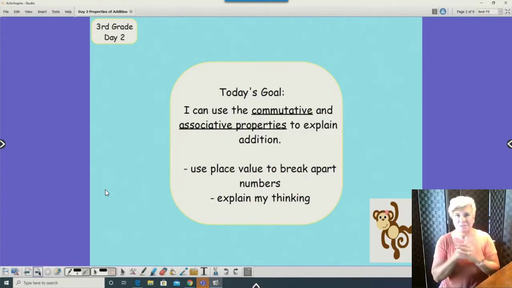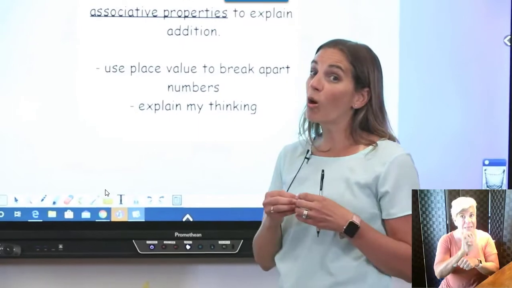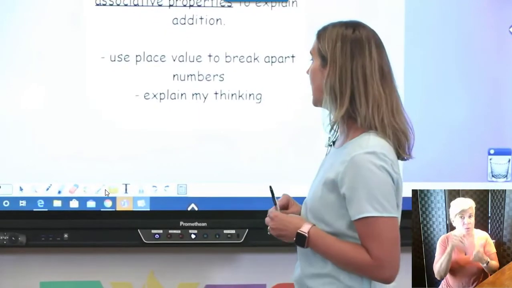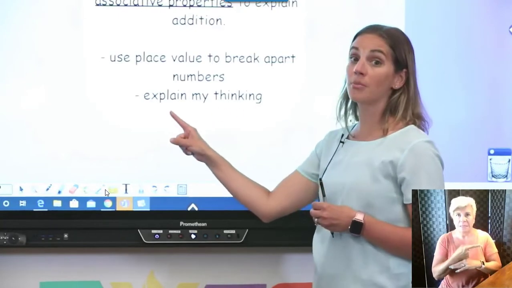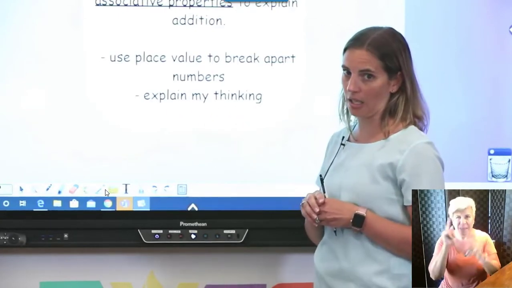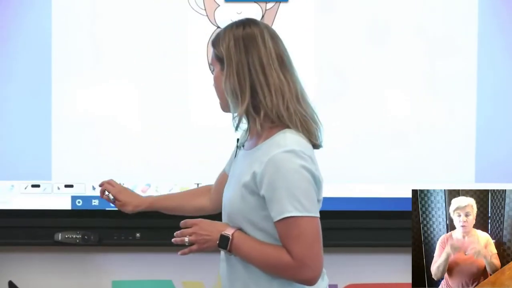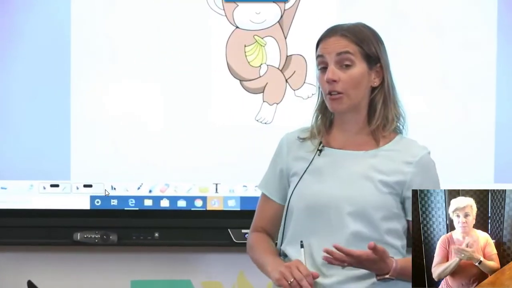We're going to use place value to break apart our numbers. So what we did last time is going to come in really handy with what we're going to do today. And then, this is our big one, we need to be able to explain our thinking. Okay? All right, so we're going to watch a quick video here. And as we're watching this video, I want you to really focus on those 2 big words, commutative and associative.